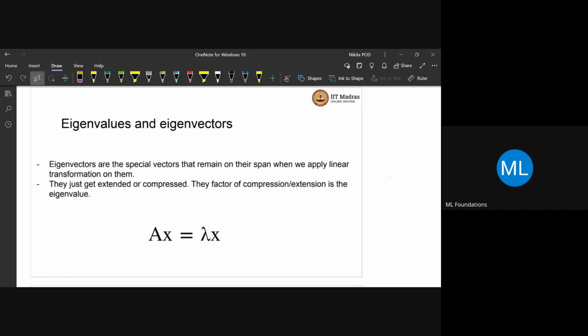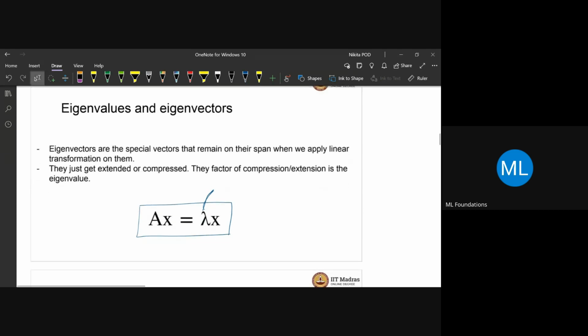Okay, so what are these eigenvalues and eigenvectors giving you? In this expression Ax equals lambda x, this lambda is just a scaling factor: when you apply this matrix to a vector, how much it is scaling or shrinking your vector. This scaling parameter is given by lambda, which is what we call the factor of compression or extension in the eigenvalue.